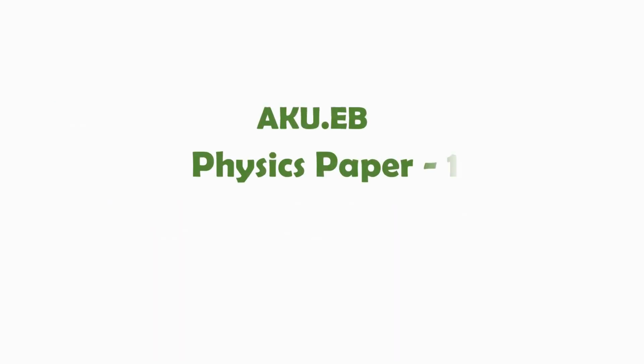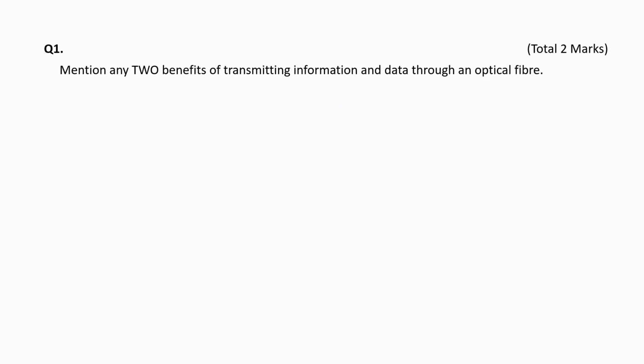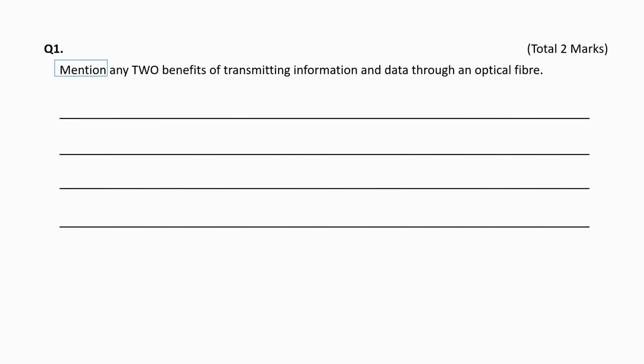Let's move to grade 10. The question is: mention any two benefits of transmitting information and data through an optical fiber. Mention is the main command word here. They have given us the space also. Here we need to mention the main benefit of using optical fiber to transmit data or information from one point to another point.